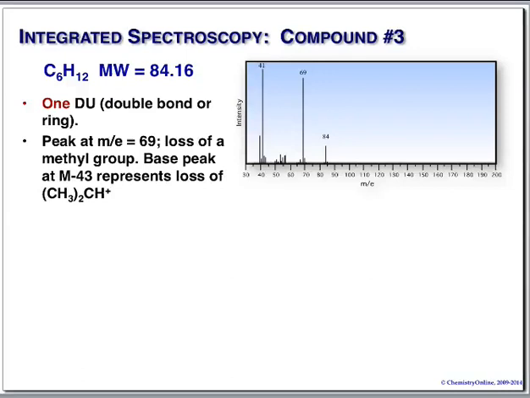So what we can say here, we have loss of a methyl and loss of isopropyl. Everyone happy with that? As to exactly what 41 is, I don't have a clue. But we know how it got there.